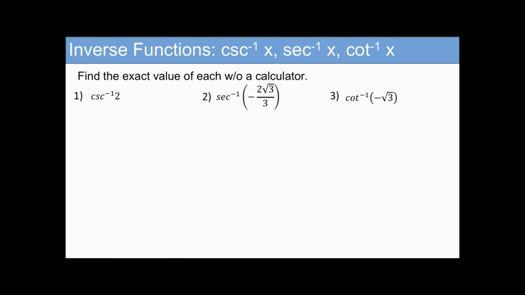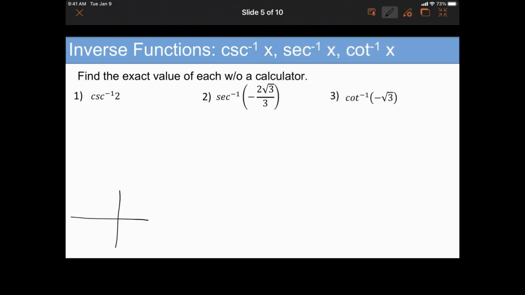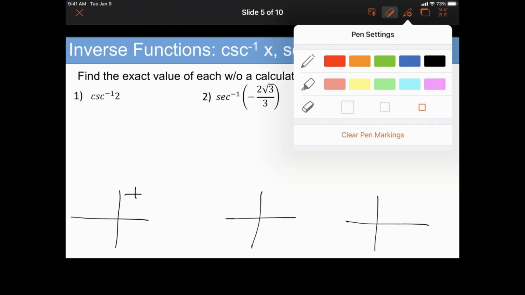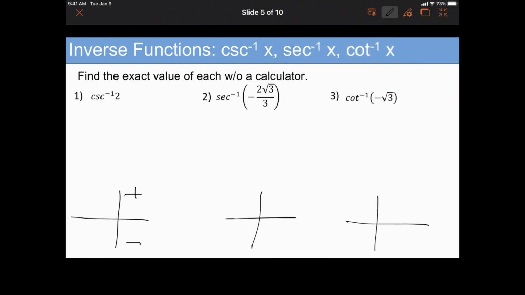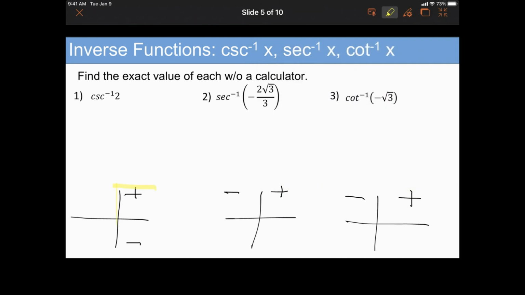Let's actually do some problems. Before I do them, I'm just going to draw our range for each of them to help us remember. Inverse cosecant is first and fourth. Secant is first and second. Cotangent is also first and second. Here it is, asymptote in the center. Here, asymptote in the center. Here, asymptote at 0 and pi.